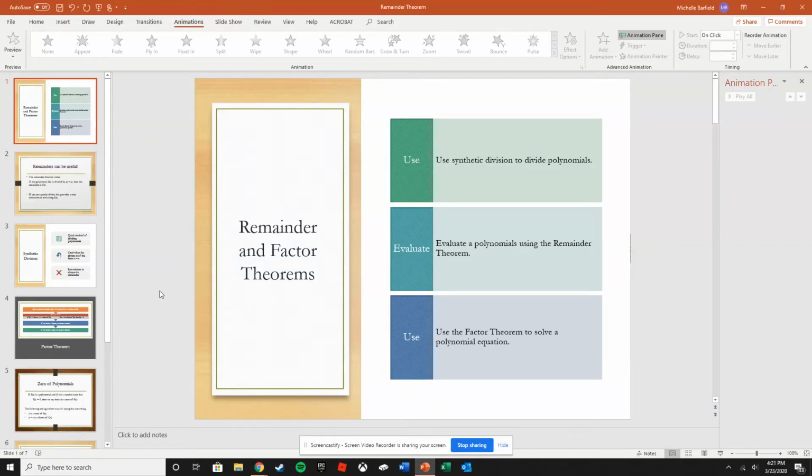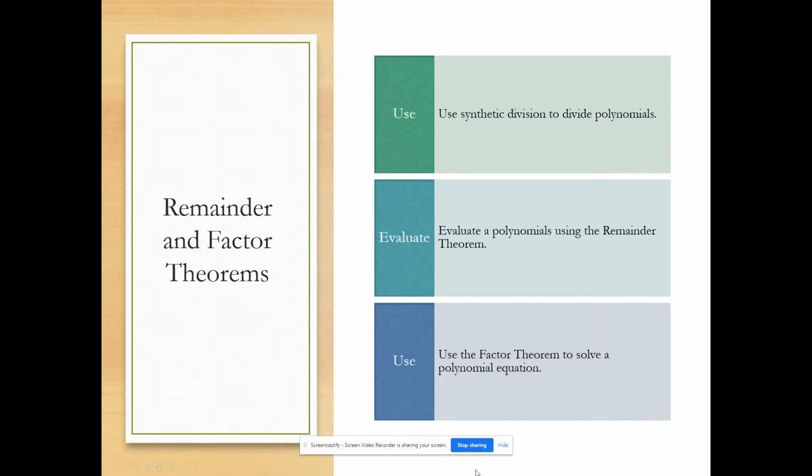All right, you guys. So we're going to look at what is called the remainder and factor theorems in our next section. Follow along with me, and you'll see that we're talking about synthetic division. You already learned how to do that. We're going to use the technique of synthetic division to evaluate a polynomial using the remainder theorem. It's going to sound more confusing than it actually is, so just bear with me. Then we're going to use the factor theorem to solve a polynomial equation. Now, we may not get to this last part today. That'll probably be something you do on the next day.